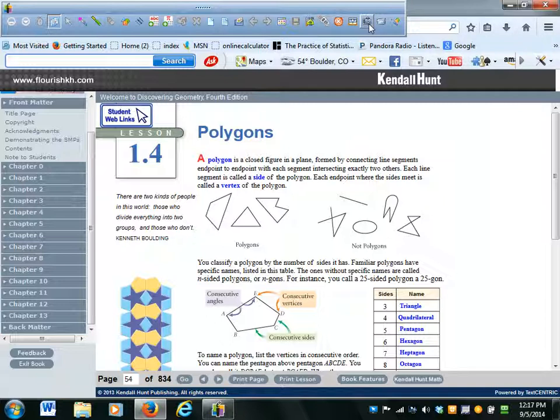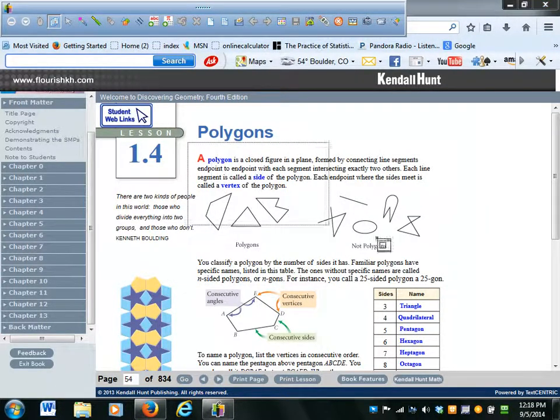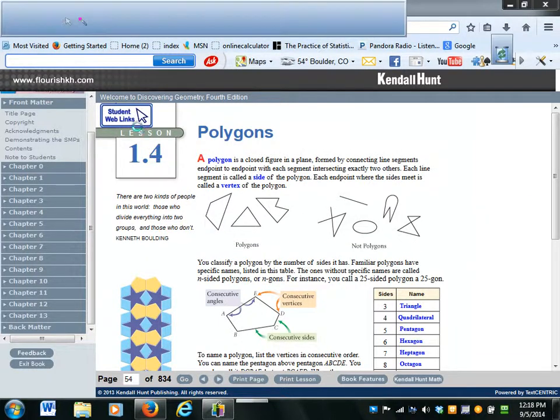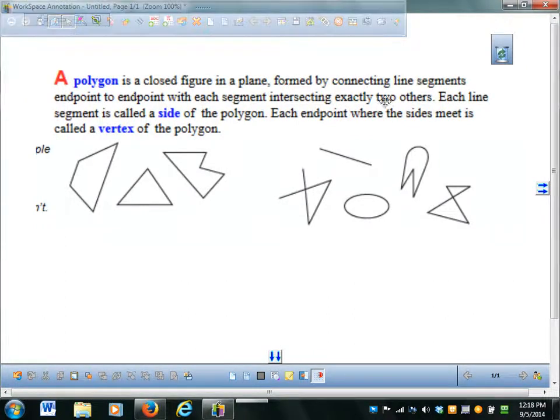Okay? Make it big. Watch this. A polygon is, what is not a polygon? A polygon is a closed figure in a plane. If you don't write it down, don't worry too much about it, okay? It's a lot of words to write down. A polygon is a closed figure in a plane formed by connecting line segments endpoint to endpoint. So that's why that's not a polygon, with each segment intersecting exactly two others, okay? So each segment has to connect to others.